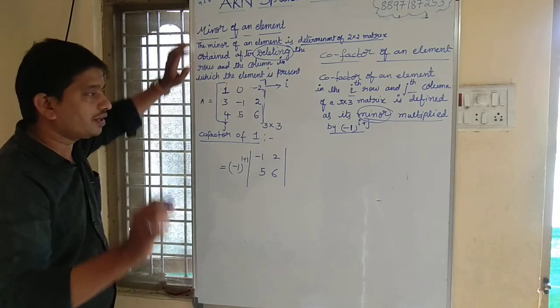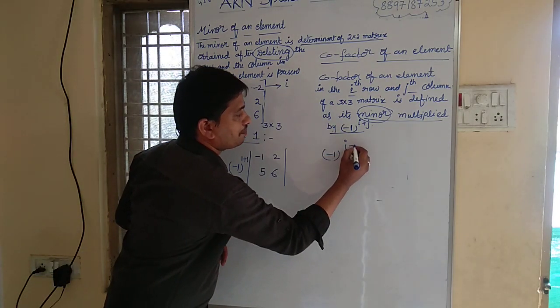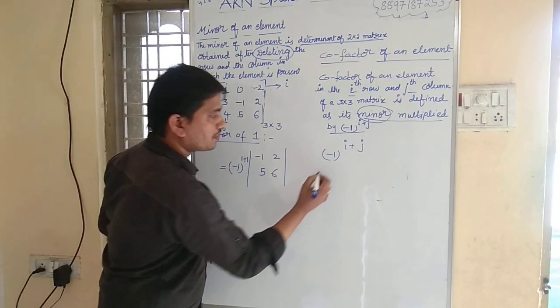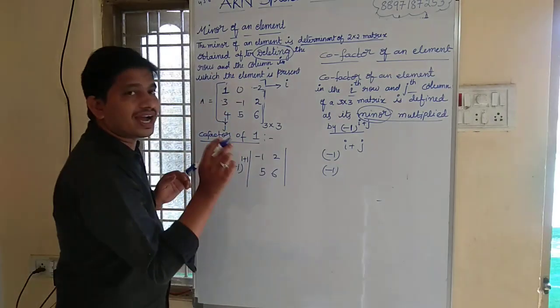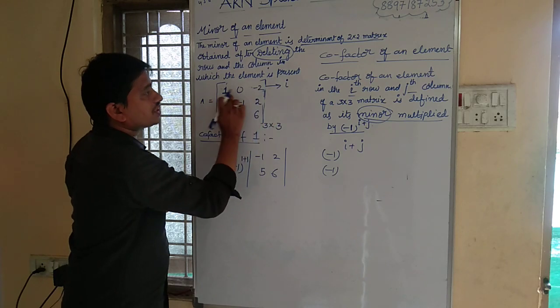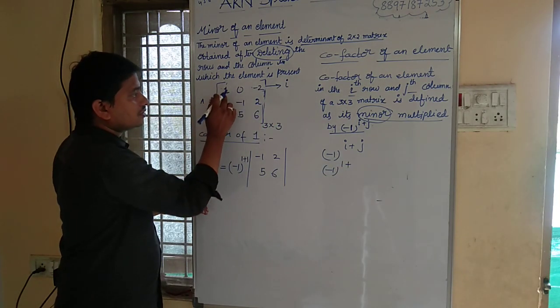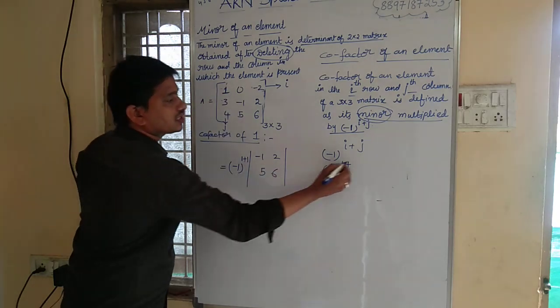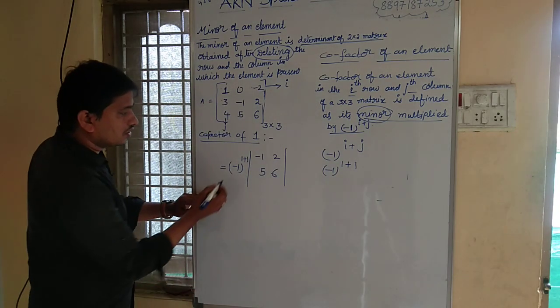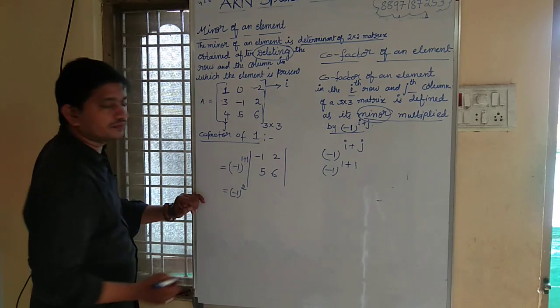Are you understanding my point? Minus 1 whole to the power of i plus j. Here i indicates the row: the element 1 is in the first row, that's why in place of i I wrote 1. And the element 1 is in the first column, that's why I wrote j as 1. So minus 1 whole to the power of 1 plus 1, that is 2.